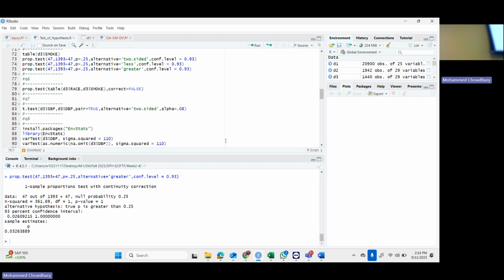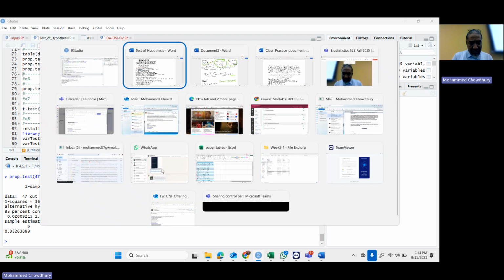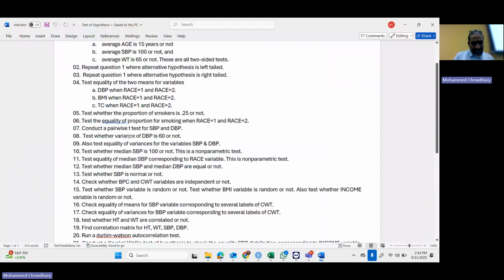That could be done by running question number 6, I guess. Yeah, question number 6. Let me check question 6. Test equality of proportion for smoking when race equals 1 and race equals 2.